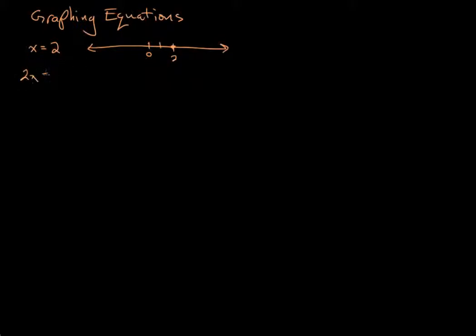Again, 2x equals 3. We can solve that quite quickly and get x equals 3 halves and plot that solution on this number line. 1, 2, 3 halves is right here.